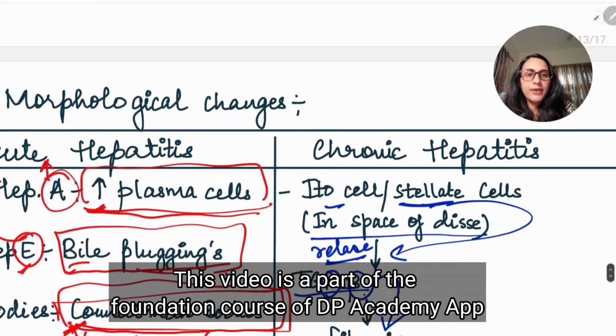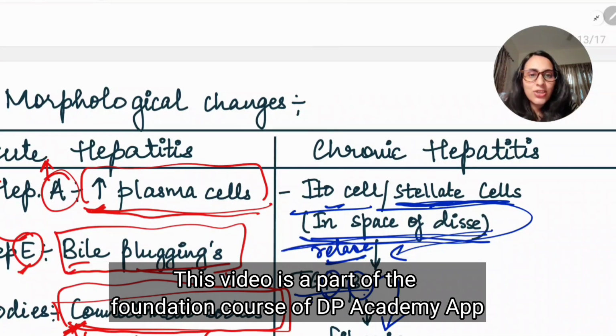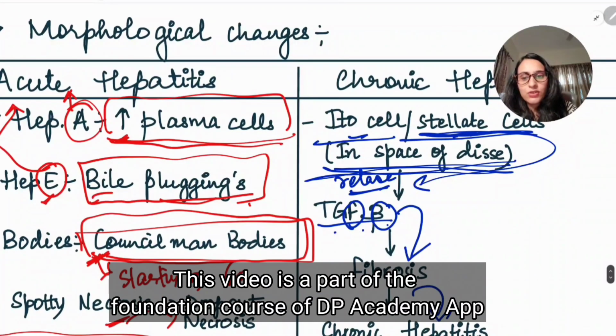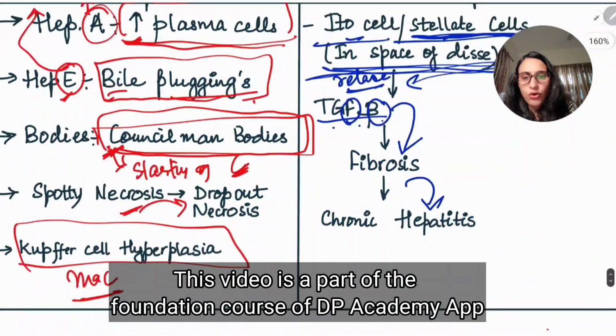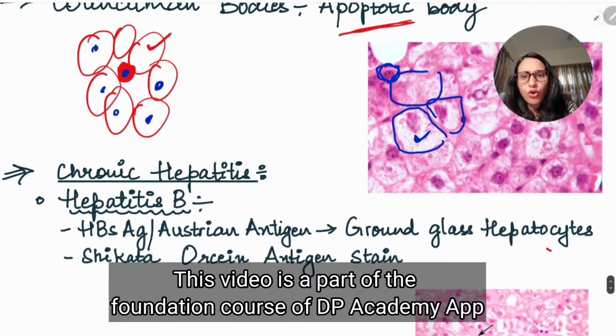So this is the pathogenesis of chronic hepatitis: Ito cells or stellate cells in the liver, in the space of Disse, release TGF beta, and this TGF beta causes the fibrosis. So this is chronic hepatitis.